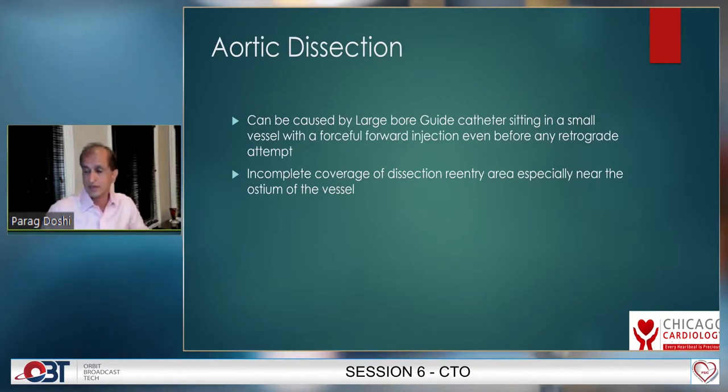Aortic dissection. This is a feared complication. You have a large bore guide catheter that is sitting in a small vessel. Your forceful forward injection, especially in novice hands, with incomplete coverage of the dissection re-entry area, can make it go back retrograde, especially when your dissection is near the ostium of the RCA or left main.